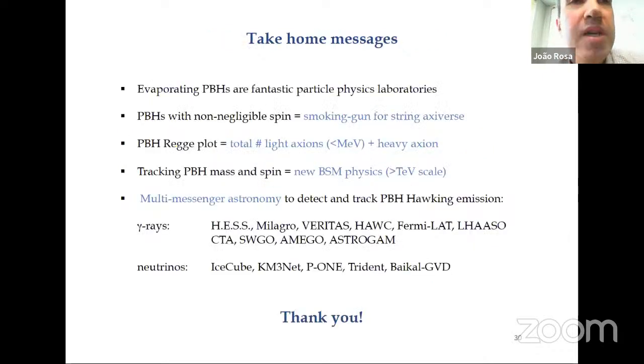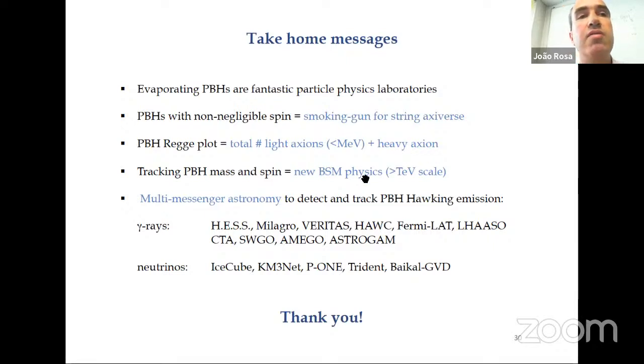Okay, so I'm basically finished. The main take-home message that I would like to give you is that if primordial black holes do exist, and I really hope nature has been kind enough to provide a few, we can use them as particle physics laboratories. And if we have a string axiverse picture, so an underlying string theory with hundreds or thousands of axions, then these primordial black holes will have some non-negligible spin that we can probe. We can probe the total number of light axions. There could even be superradiant clouds formed for heavy axions.